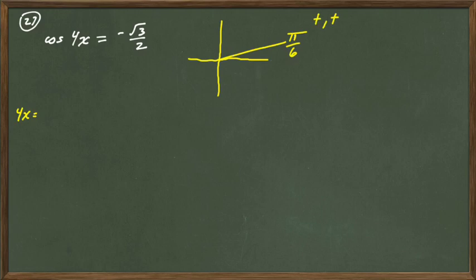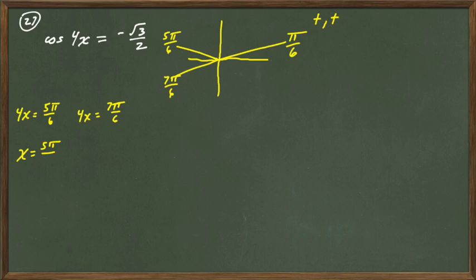In what quadrant is the cosine or the x value negative? Second and third. So what angles am I concerned with? 5 pi over 6, 7 pi over 6. Perfect. 5 pi over 6, 7 pi over 6. So make this equal 5 pi over 6, and make this equal 7 pi over 6. Multiply by 1/4, and that would be 5 pi over 24. Multiply by 1/4 would be 7 pi over 24.